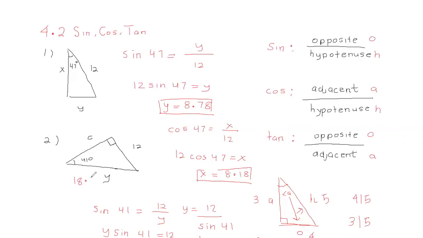Our next step is to solve for the variable c. In order to solve for c, we are going to use the trigonometric function of tangent. Tangent is the opposite over adjacent side, so our function will be tangent 41 equals 12 over c. Again, we are going to cross multiply, and we get c times tangent 41 equals 12. We'll then divide both sides by tangent 41. We plug that into our calculators, and we get 13.8.